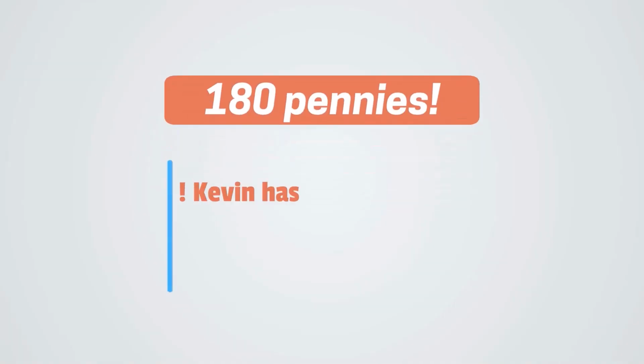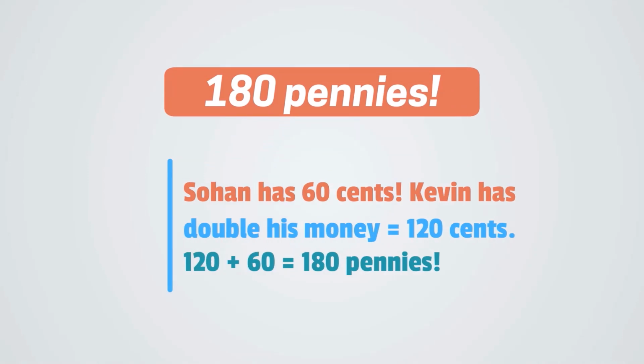They have 180 pennies. Sohan has 60 cents and Kevin has double his money, so 120 cents. 120 plus 60 gives us 180 pennies.